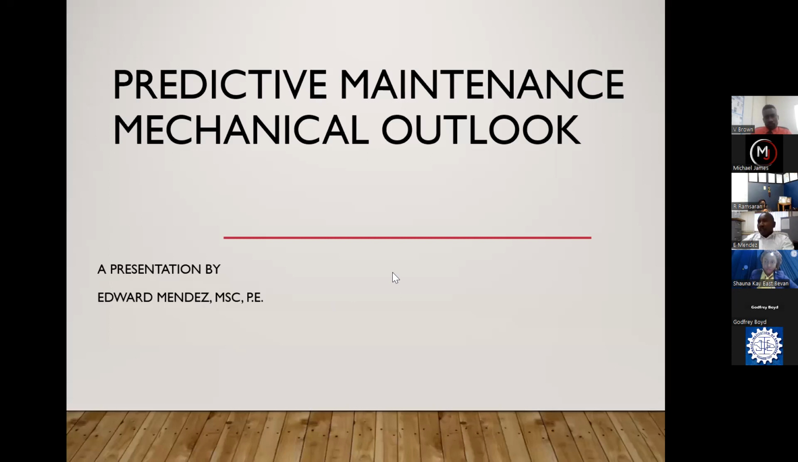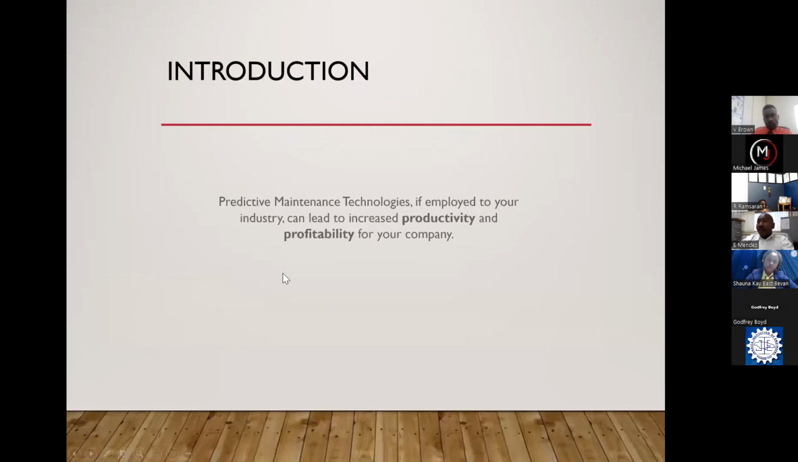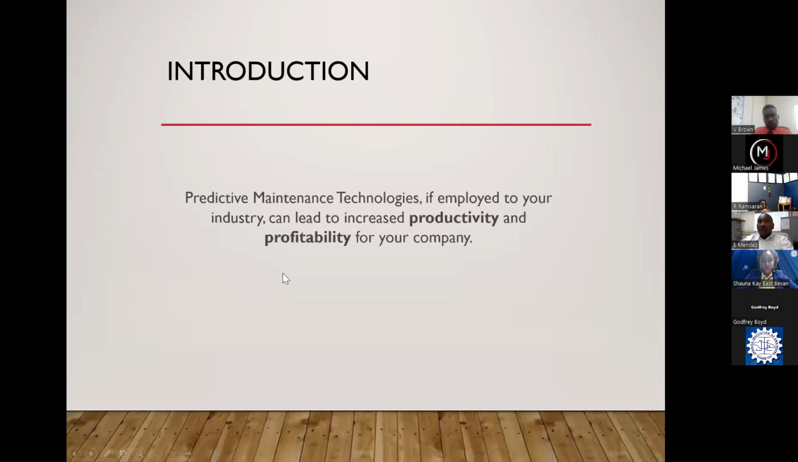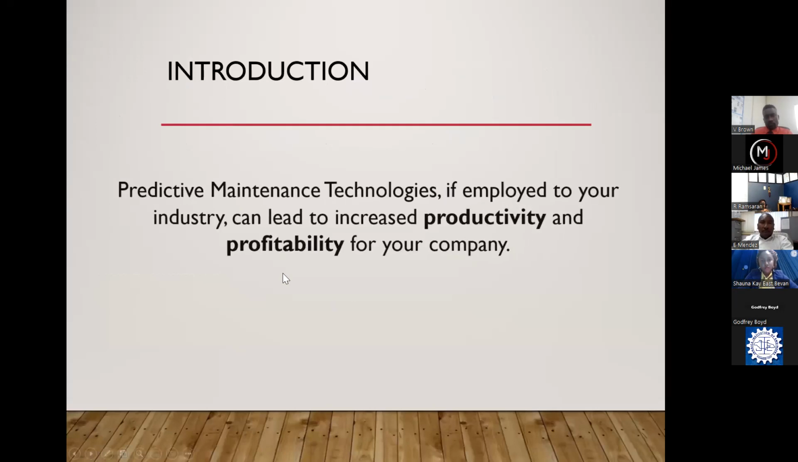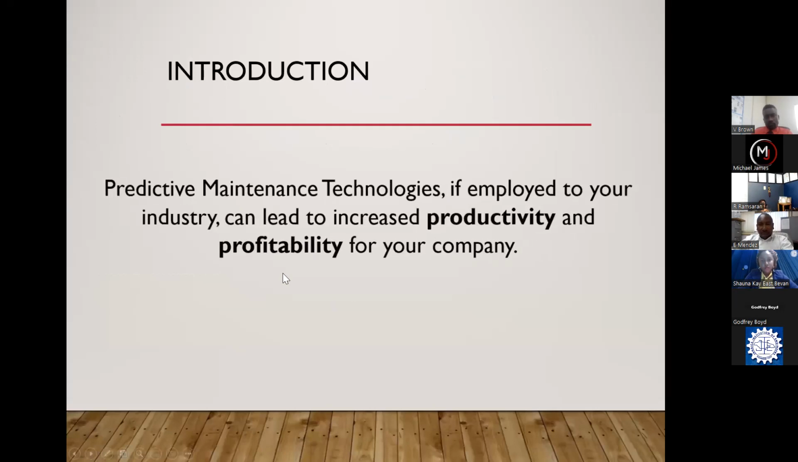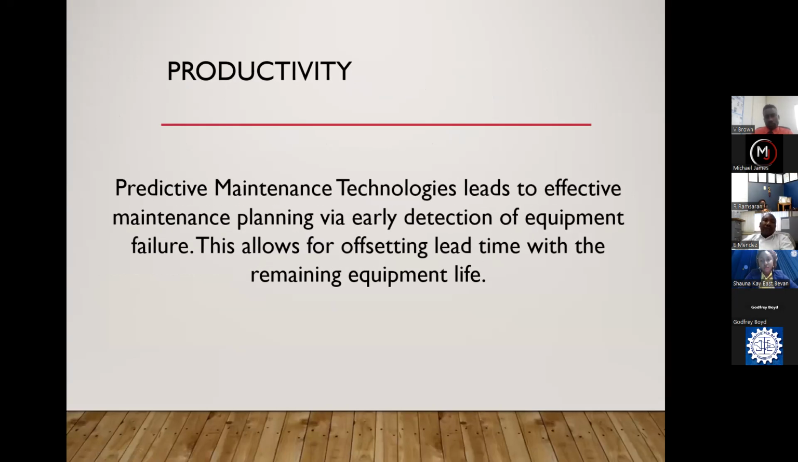Okay, so some mechanical outlook from predictive maintenance. Predictive maintenance technologies, if employed in your industry, can lead to productivity and profitability for your company. I'll share with you why that is the case. Predictive maintenance technologies lead to effective maintenance planning by early detection of equipment failure. Of course, it allows for offsetting the lead time for items.